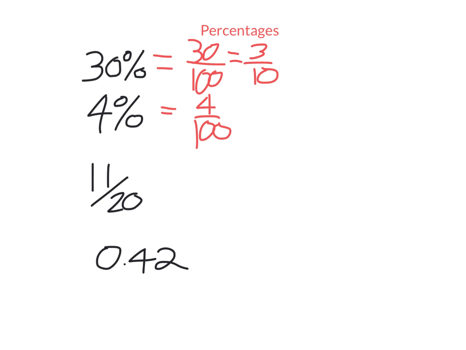4 goes into 100 25 times. So 4 divided by 4 is 1. 100 divided by 4 is 25. So 3 over 10 is the same as 30%. 1 over 25 is 4%.